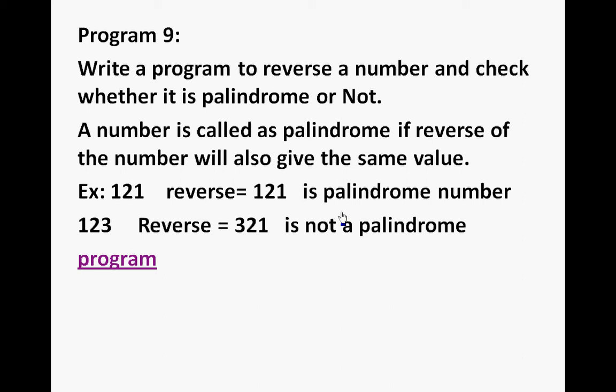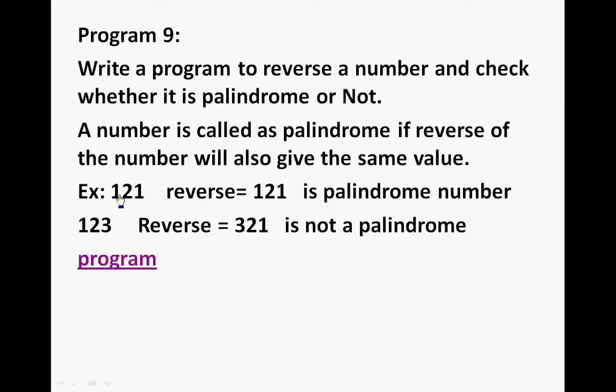Program number 9 of your course is: write a program to reverse a number and check whether it is a palindrome or not. A number is called a palindrome if the reverse of the number also gives the same value. In what way? Let us take an example.